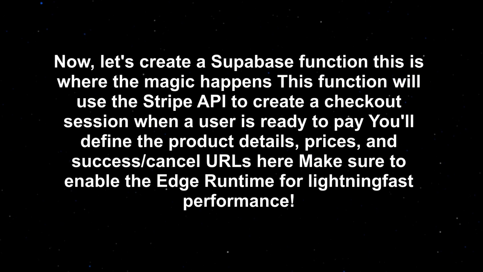Now, let's create a Supabase function. This is where the magic happens. This function will use the Stripe API to create a checkout session. When a user is ready to pay, you'll define the product details, prices, and success and cancel URLs here. Make sure to enable the Edge runtime for lightning fast performance.